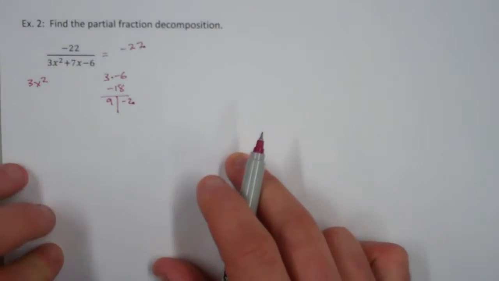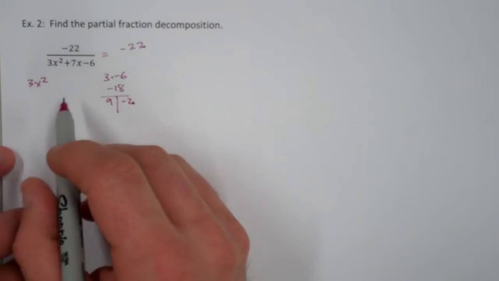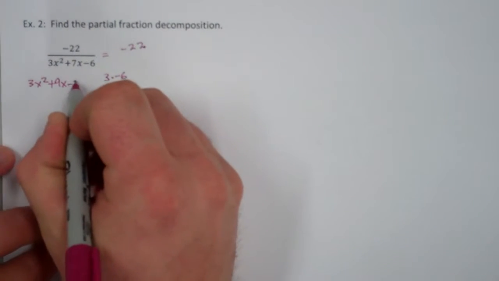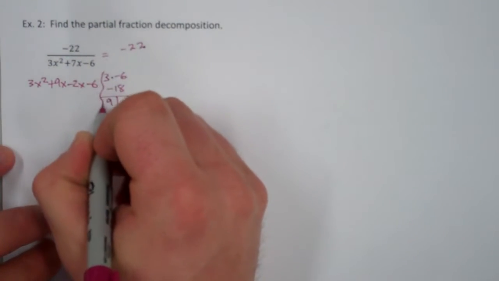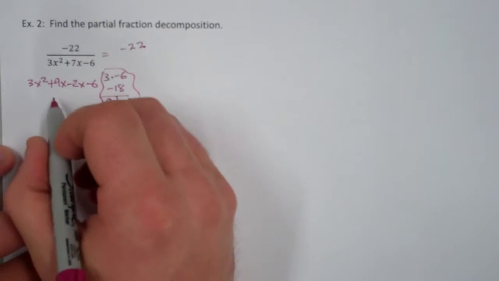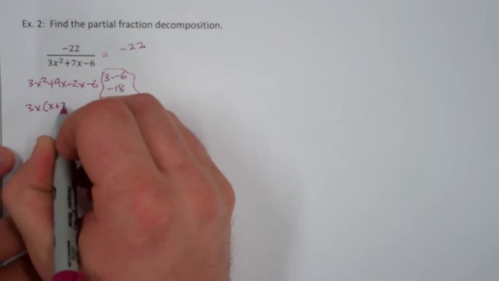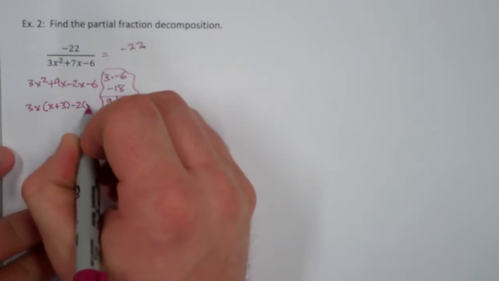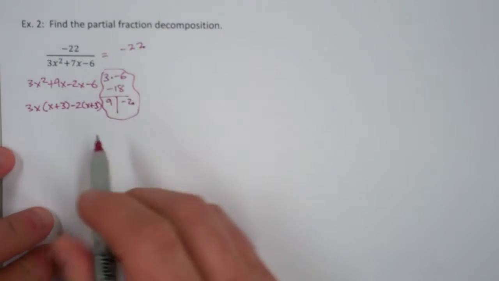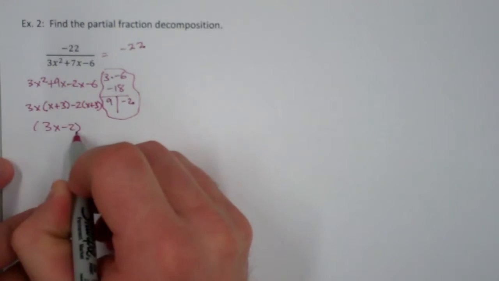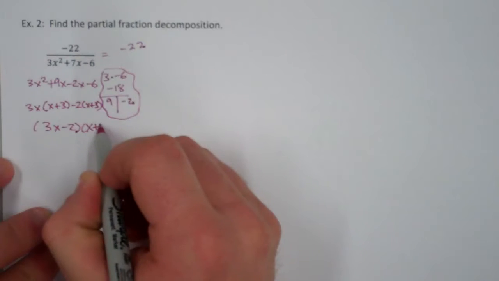Let me check this here. Oh, you can't see it. That's good. 3x squared plus 9x minus 2x minus 6. And then we're going to factor by grouping here. So we've got 3x times x plus 3. Negative 2 can come out. We've got x plus 3. And then our factors are going to be 3x minus 2 and x plus 3 here.